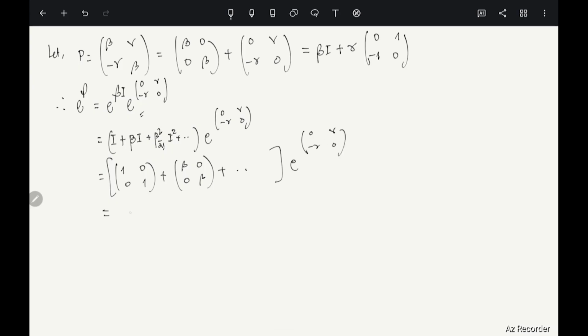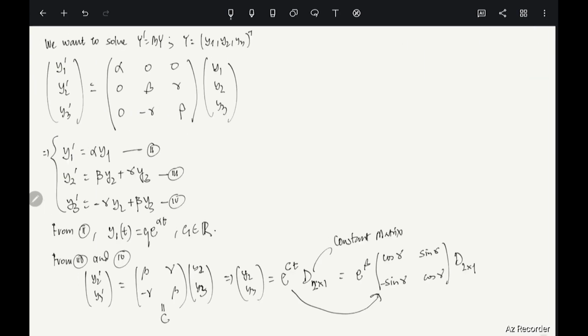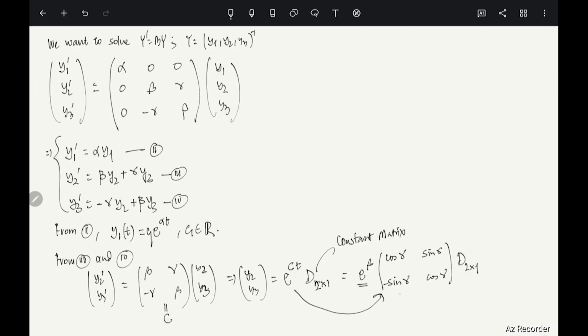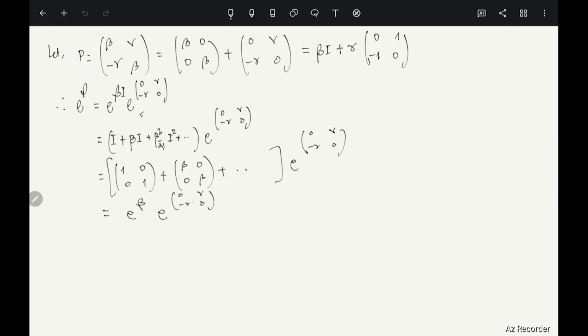So you see, this is nothing but e to the power beta times e to the power 0 gamma minus gamma 0. That is why this e to the power beta is there. Now, this matrix is just e to the power 0 gamma minus gamma 0. Let's calculate it and see what happens.